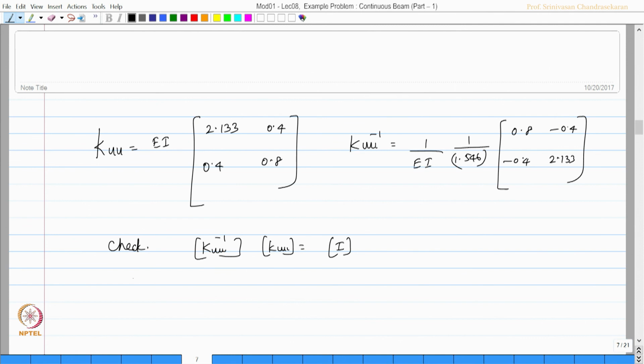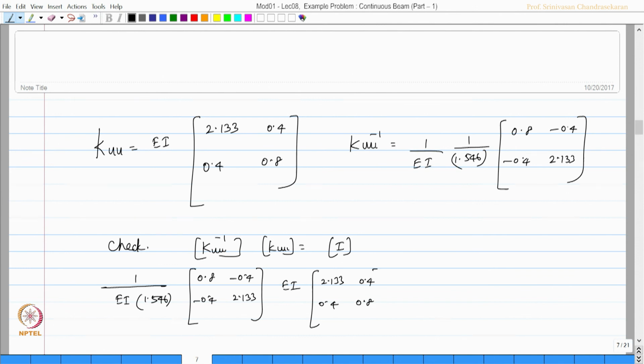Let us do that. So, 1 by EI times of 1.546 multiplied by 0.8, minus 0.4, minus 0.4, 2.133, multiplied by EI times of 2.133, 0.4, 0.4 and 0.8. If you multiply this, for example, this value is going to be 0.8 times 2.133, minus 0.16, divided by 1.546, which will give you 1.0.